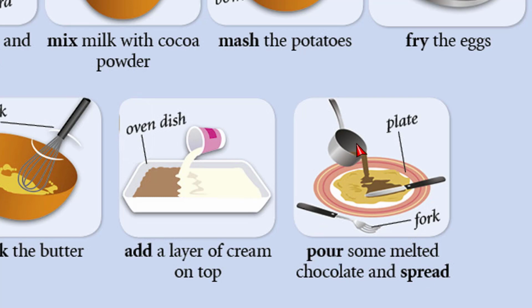Pour some melted chocolate and spread. Pour means you make a liquid flow out of a container. You pour. Melted, it changed from solid to liquid. Chocolate and spread. When you spread, you make something cover a large area. Like you want this chocolate to cover the whole plate. You need to spread it all over. This is a plate and this is a fork.